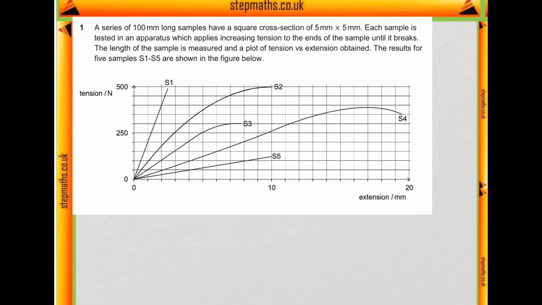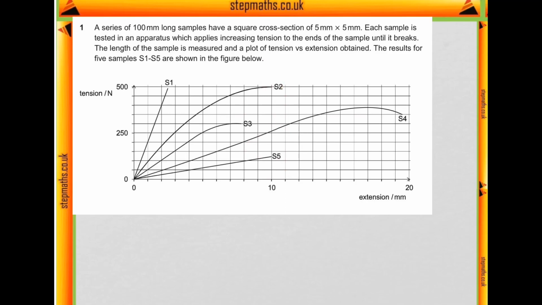So in this question, we're given some 100 millimeter samples of cross section 5 millimeters by 5 millimeters, and each sample is tested in an apparatus which applies an increasing tension to the ends of the sample until it breaks. We're also given that the length of the sample is measured and a plot is shown. So that's the plot, and the results for five such samples are shown.